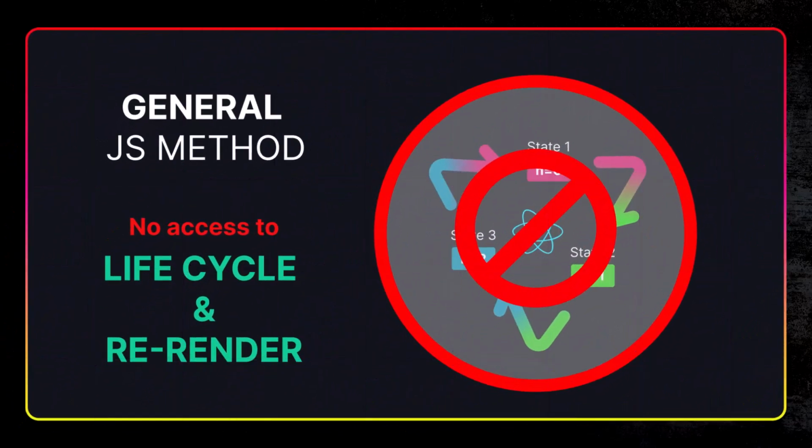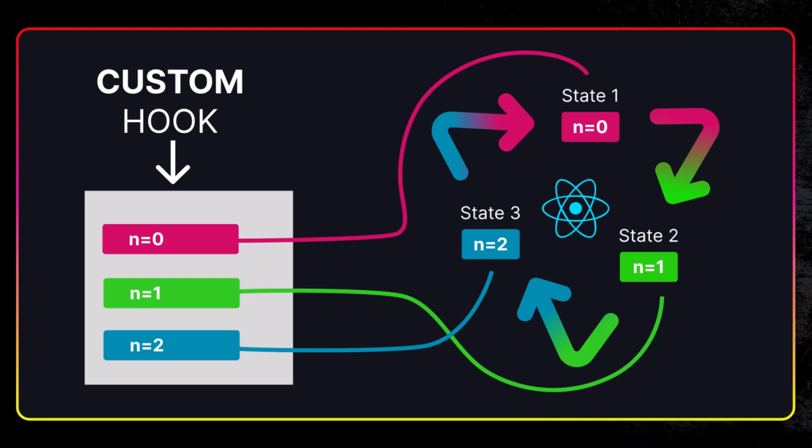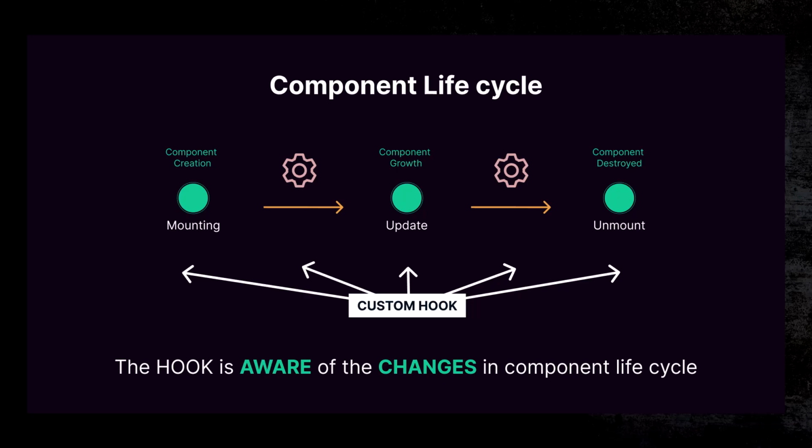A general JavaScript function doesn't have access to that life cycle. So if you use it, you won't get the updates about the component. Also, a general JavaScript function or method doesn't have information about the state update. This means that this function, whatever it does, won't trigger a re-render. But a custom hook is aware of the life cycle and the state changes of React. Therefore, it is updated and it can also trigger a re-render.